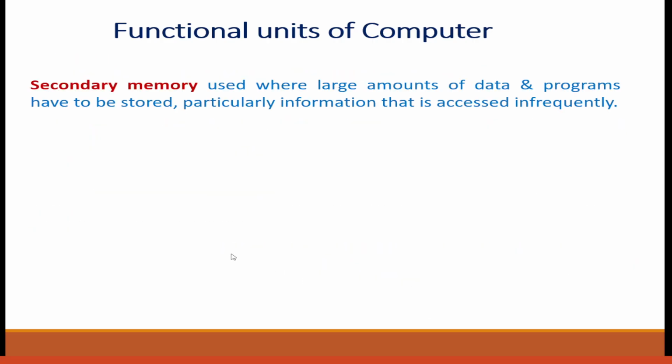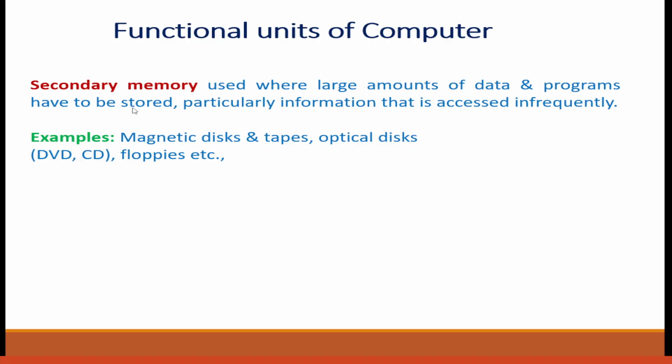Next we have the secondary memory, which is used where large amounts of data have to be stored, particularly the information which is accessed infrequently. Examples for the secondary memory are, we know, the DVD, CDs, magnetic disks, optical disks, etc.